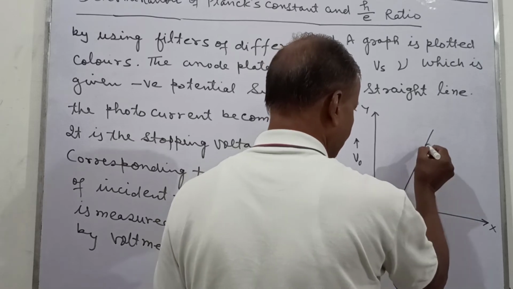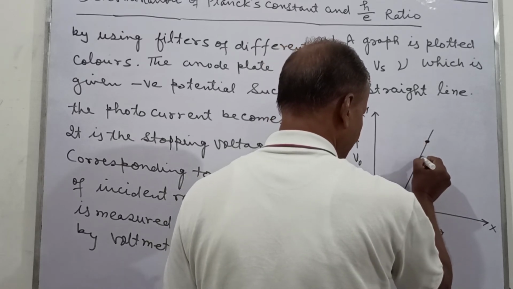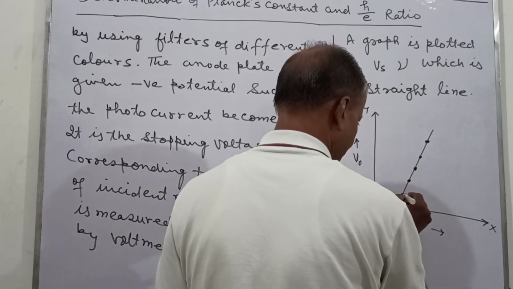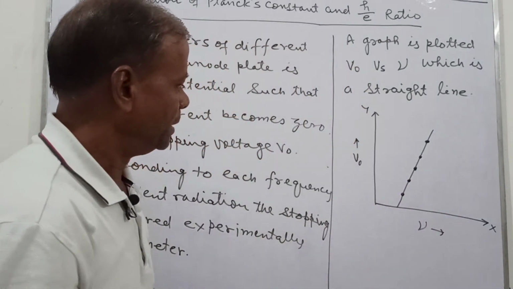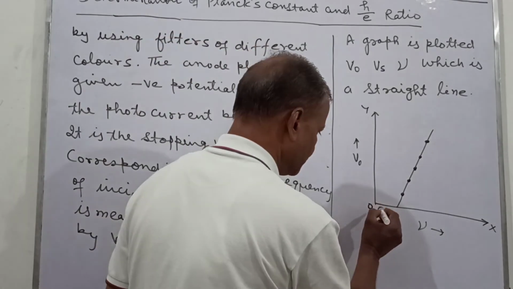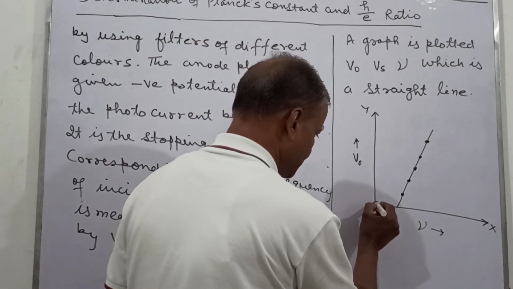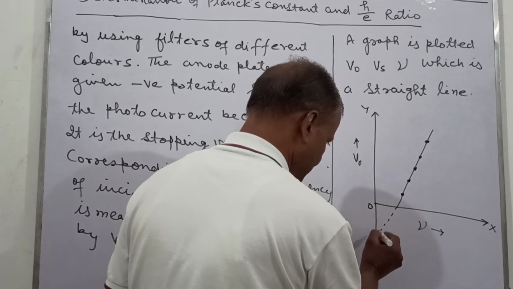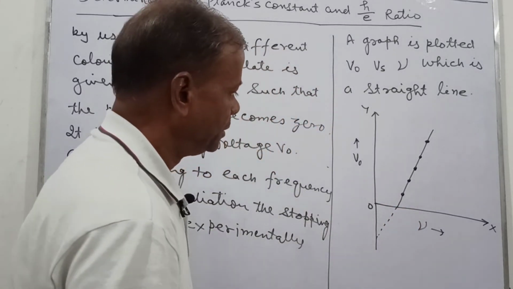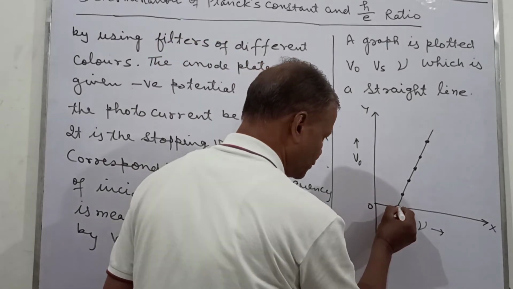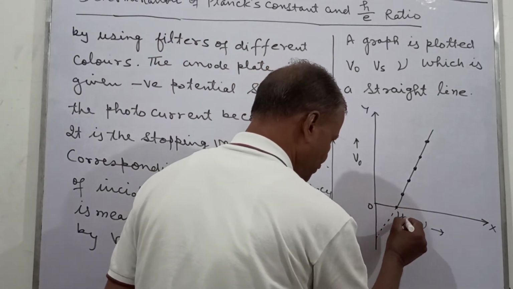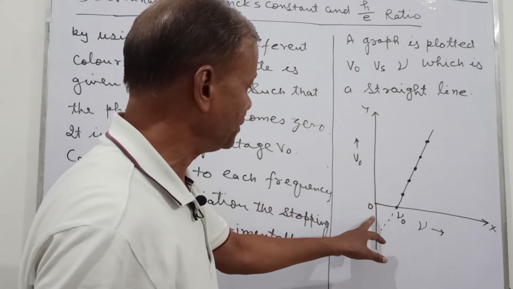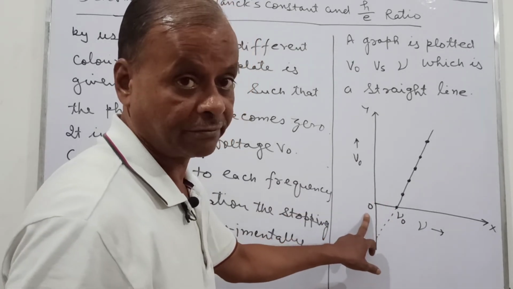These are the different frequencies here, and this is not 0. You can see that this graph approaches this point. Now this point corresponds to nu naught, the threshold frequency. So V naught is equal to 0 at this point.